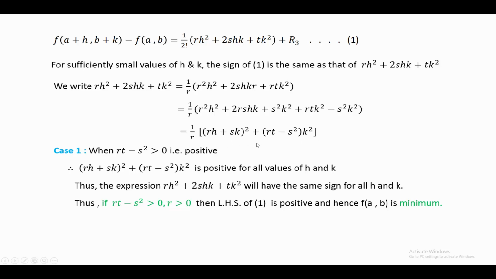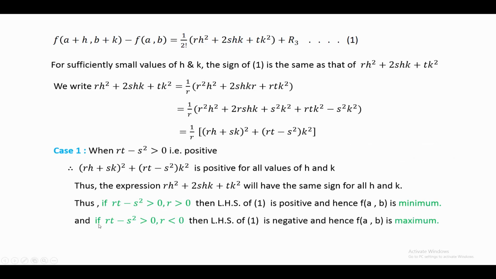so this right hand side is positive, meaning f(a+h, b+k) minus f(a,b) is greater than or equal to 0. Therefore f(a+h, b+k) is greater than or equal to f(a,b), and hence f(a,b) is minimum. This is the condition of minima. f(a,b) is the lowest value, and f(a+h, b+k) are all greater values, so f(a,b) is minimum.